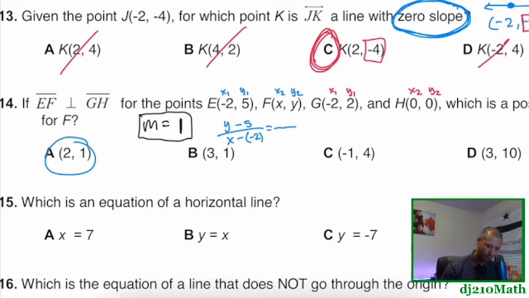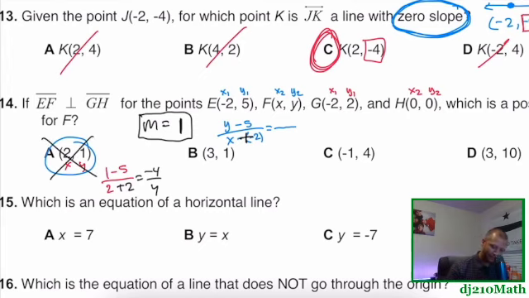So for A, X is 2, Y is 1. I'm just going to plug these in. So Y is 1 minus 5 over X, which is 2, minus a negative, that means plus 2. So this is going to be 1 minus 5, which is negative 4, over 2 plus 2, which is 4. So this is negative 1, not A.